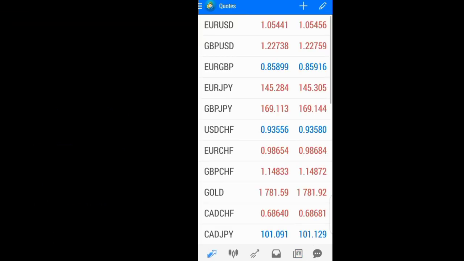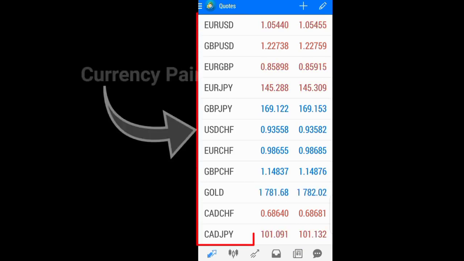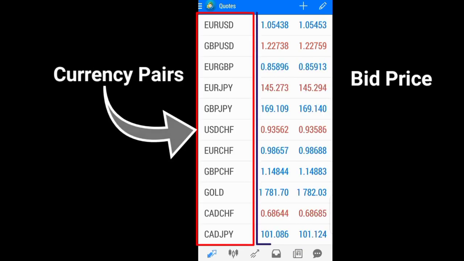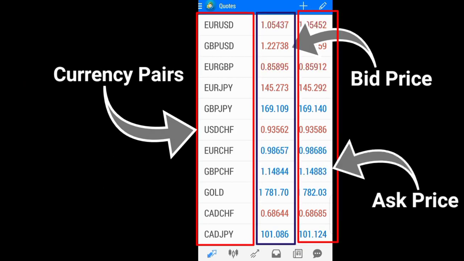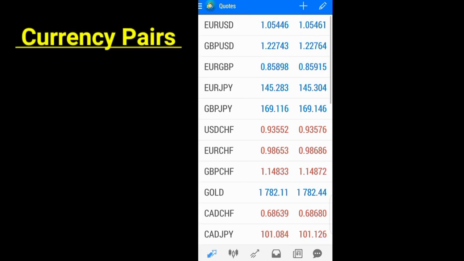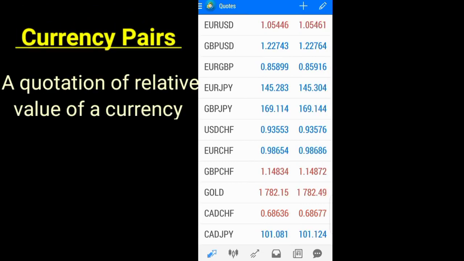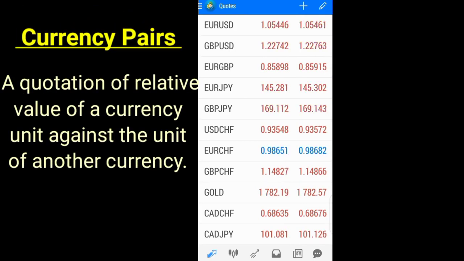So let's begin with the first tab, the quotes tab. In this quotes tab, you have the currency pairs. Then you have what we call the bid price and the ask price. I will explain each, but let me begin with the currency pairs. This shows you the currency that is traded against the other, because currencies are traded in pairs. Remember, forex is all about the exchange of one currency with the other. It is an exchange.